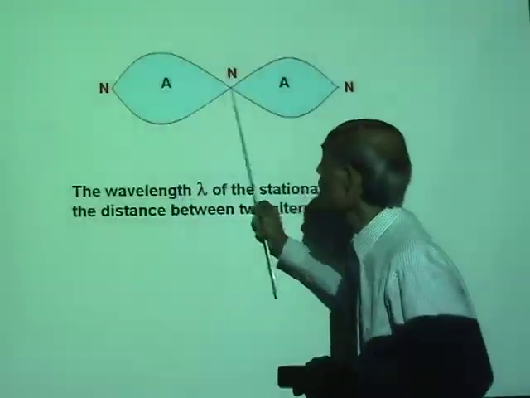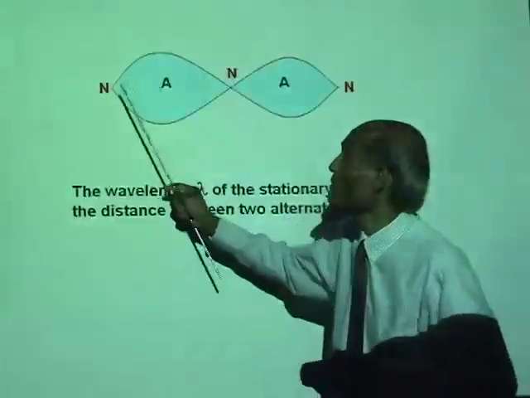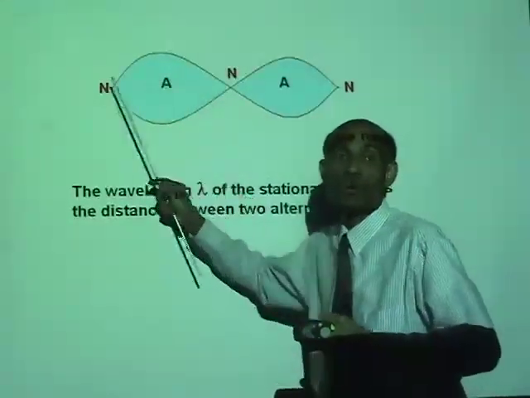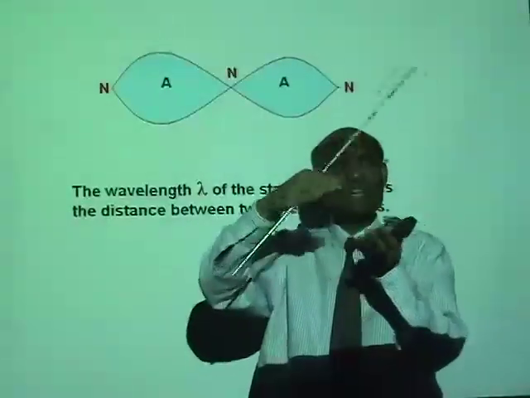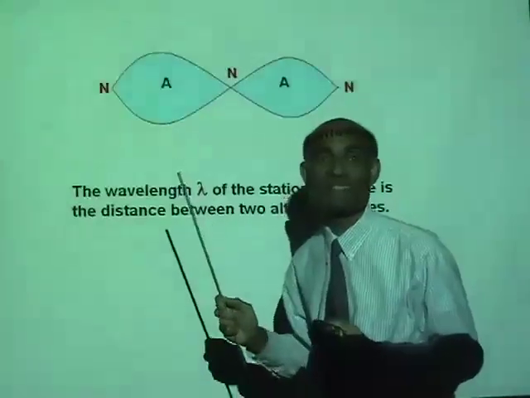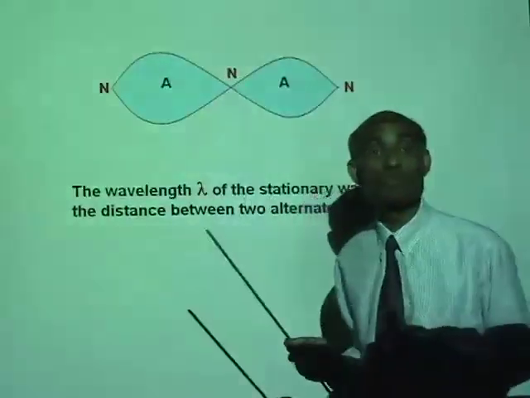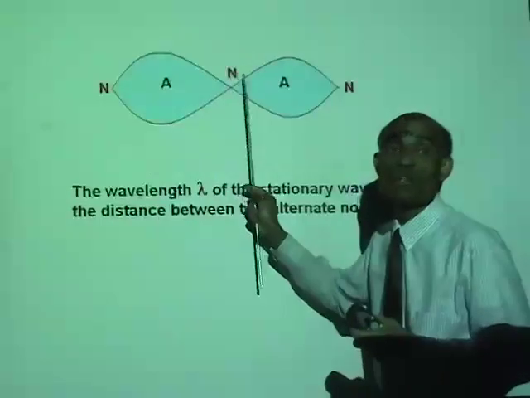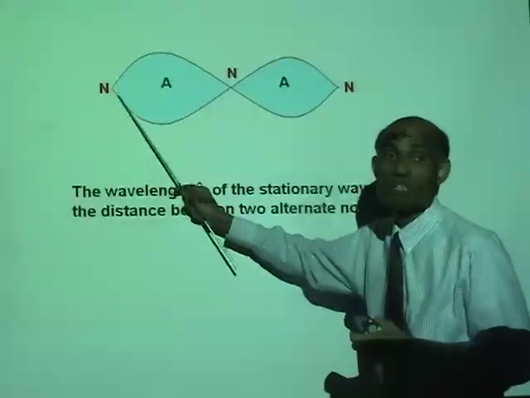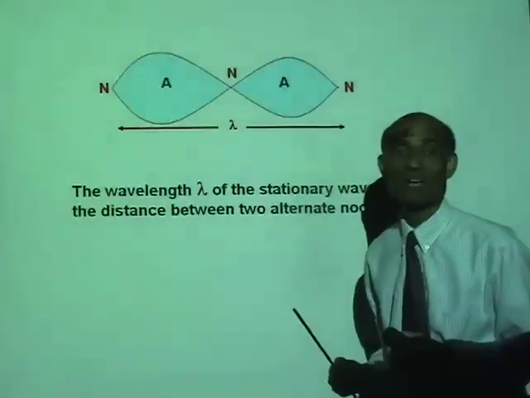So, in the case of a stationary wave, a stationary wave produces segments. You notice that this is a segment. The distance between two consecutive nodes can be considered to be a segment. So how many segments are here now? Two segments. Now the wavelength of a stationary wave is the length of two segments. The distance between two alternate nodes, not the distance between two nearest nodes, is the wavelength of a stationary wave.